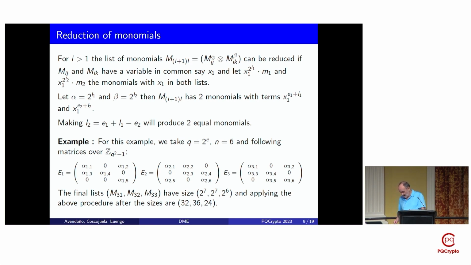I put here one example with n equal 6 and 3 matrices. If we don't have this reduction of monomials, the number of exponents will be 2 to the 7, 2 to the 7, 2 to the 6. But with this algorithm, we make the reduction twice. We pass to 32, 36, 24. So you see a big reduction.